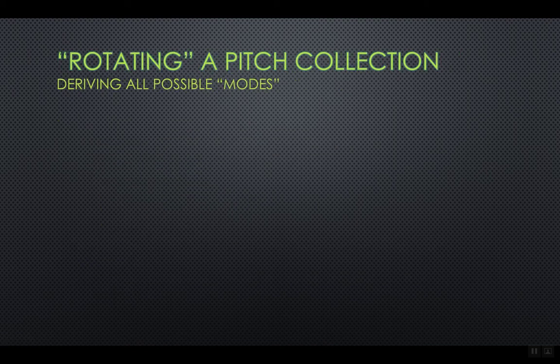So let's explore this a little bit more. Rotating a pitch collection, deriving all possible modes. Modes in the old days, up to about 1500, meant something much richer than this, but it's also much more complex. So we're talking about what modes have meant since about 1600. But anyway, you can just think of these as scales. If you really want to get into the complex history of what modes are in Western music history and ancient Greek music, definitely do it. It's fascinating, and I can show you where to look for that. But for now we'll talk about the modes as being types of scales.